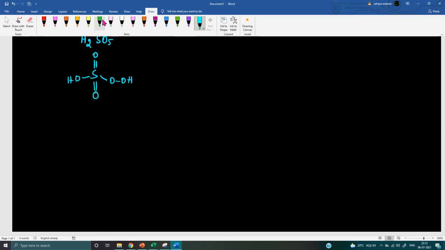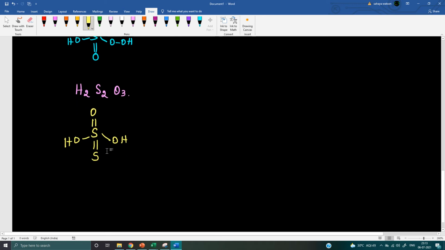The next, let's see the structure for H2S2O3. Here we have taken only one unit, right? Sulfur, only one unit we have subtracted. This is OH, and what is remaining is another H and O. So let me write like this, and 2 sulfur is there. Let me write like this, sulfur, that's all. So H2S2O3.